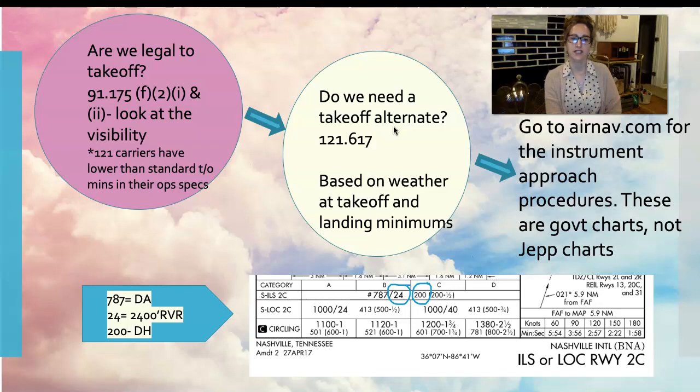Let's see. So how do you guys feel so far? We talked about if we're legal to take off based on visibility, 1 statute mile or 5,000 RVR. Then we look at the weather forecast and we see if it meets our minimums for our departure. And if it is below the minimums, it means that we need a takeoff alternate. And if we do, we have to make sure it's within those distance requirements.